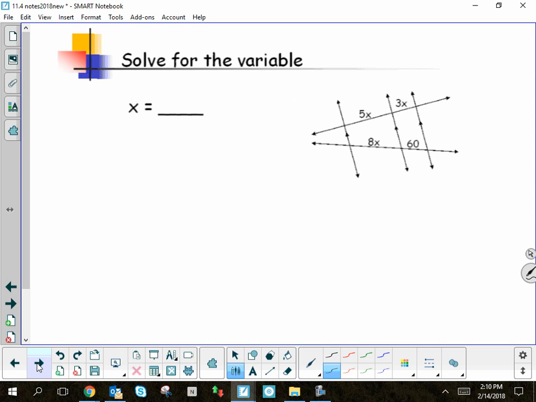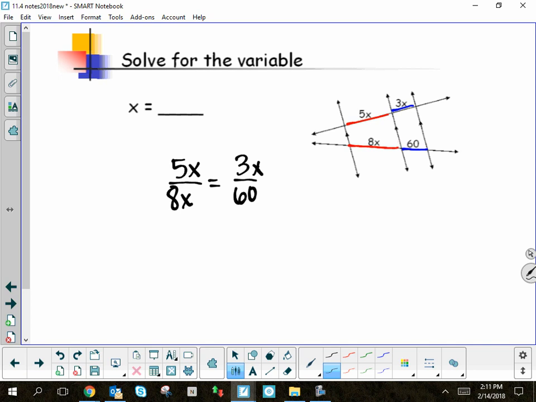All right, last one for the day. So we got some parallel lines again. Okay, doesn't necessarily have to be in a triangle, but if you have parallel lines, you got to know this conjecture. This is to this as this is to this. Okay, so let's just set up a proportion and go from there. 5x is to 8x as 3x is to 60. Okay, and you can write it a different way too and still be correct.